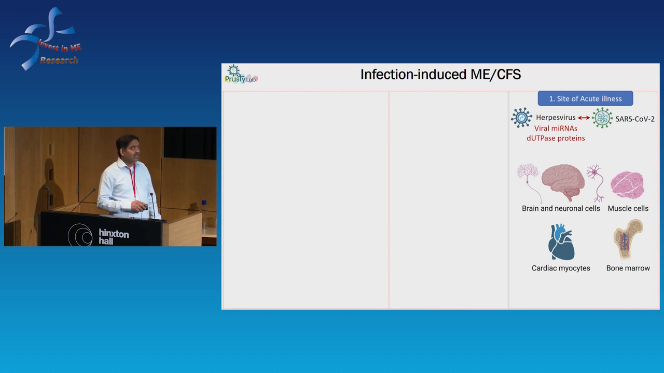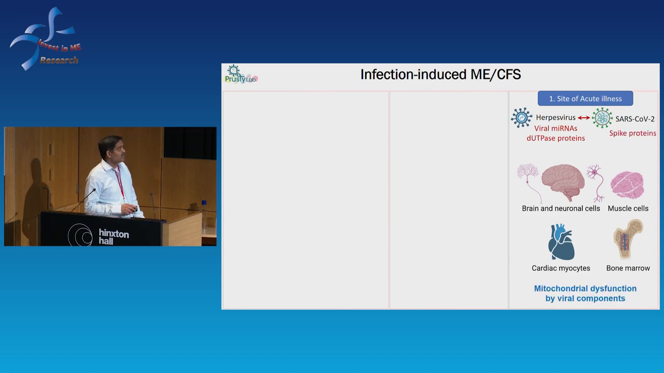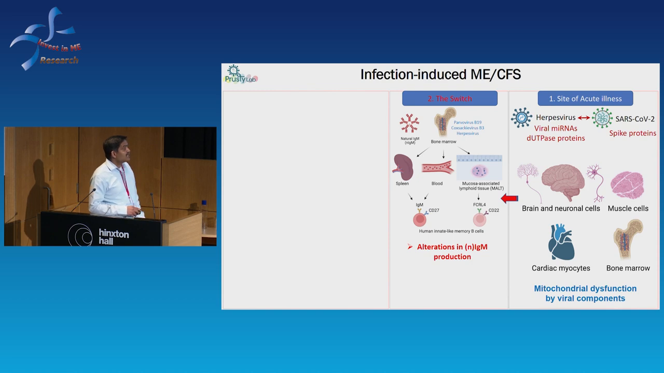Then comes the role of viral microRNAs, viral proteins and things like that. Even SARS-CoV-2 spike protein, we have enough evidence to show that the spike protein is capable of changing herpesvirus behavior inside the cells. So this leads to direct mitochondrial dysfunction in the localized tissues, in the localized cells. But the key factor comes when viral reactivation reaches these primary lymphoid organs. This we learned from the long COVID experience, that there is a depletion of these natural IgM, which seems to be a black and white picture over here.